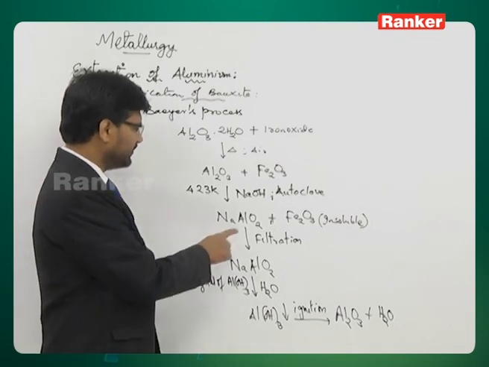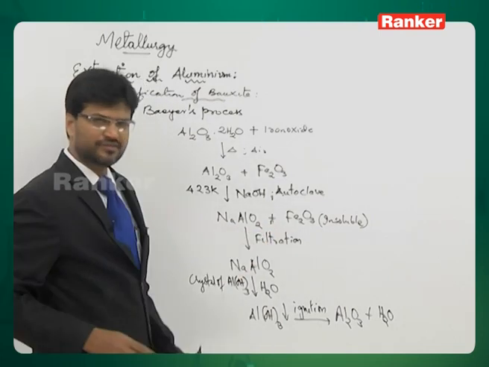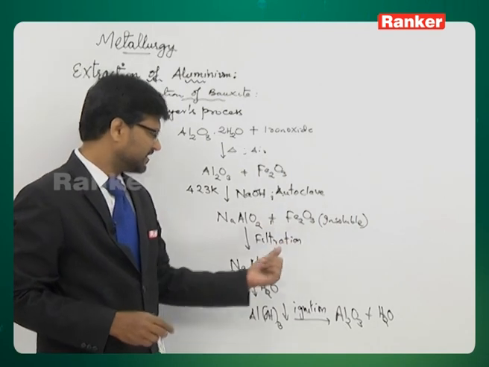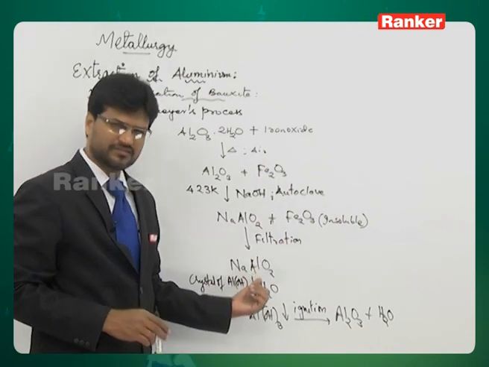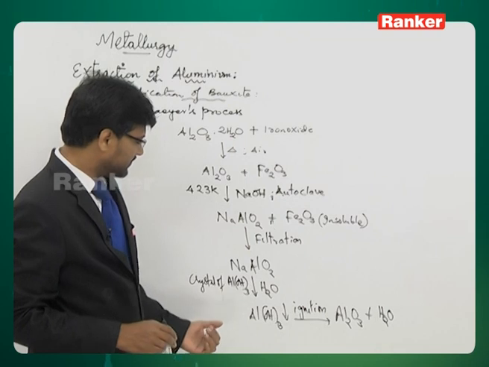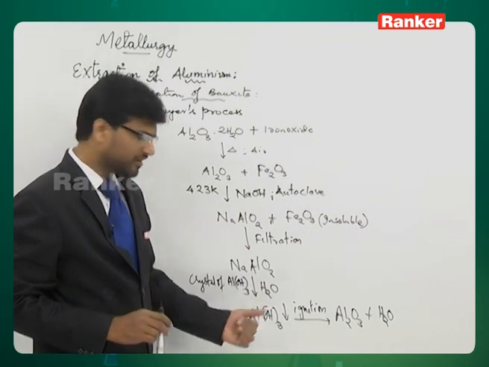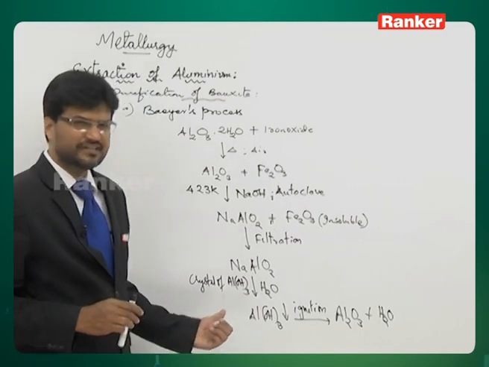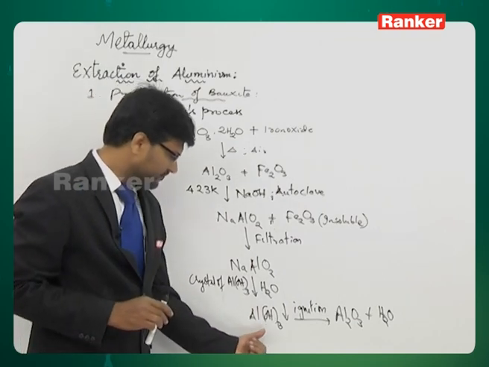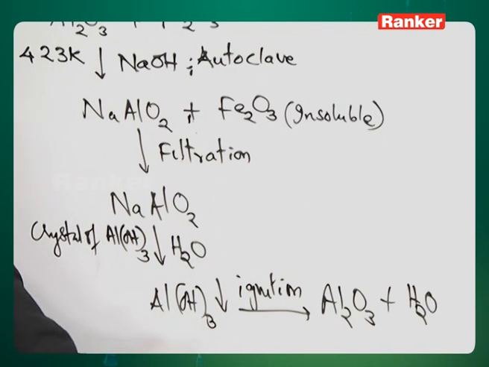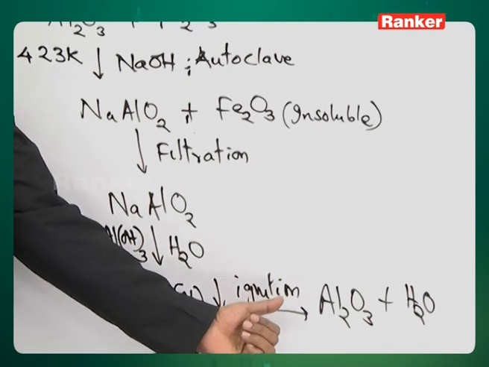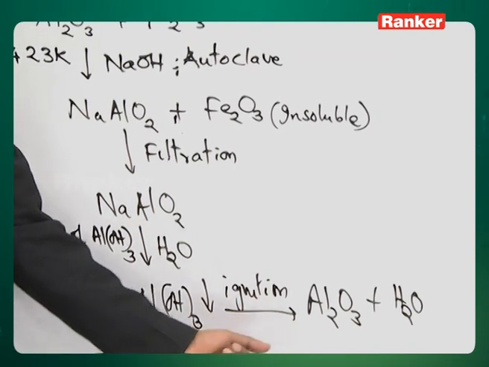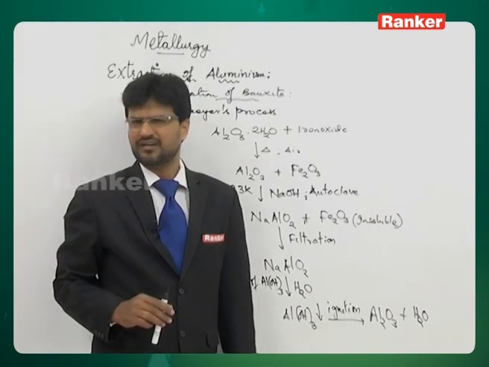Now we do filtration to get rid of Fe2O3. At this stage, Fe2O3 is lost, and then what we have is the soluble substance NaAlO2. This is then mixed with lots of water, and you add a crystal of aluminum hydroxide which acts as a seeding agent, and you get a precipitate of aluminum hydroxide. This is then subjected to ignition. After filtration, it is subjected to ignition and you get anhydrous alumina.